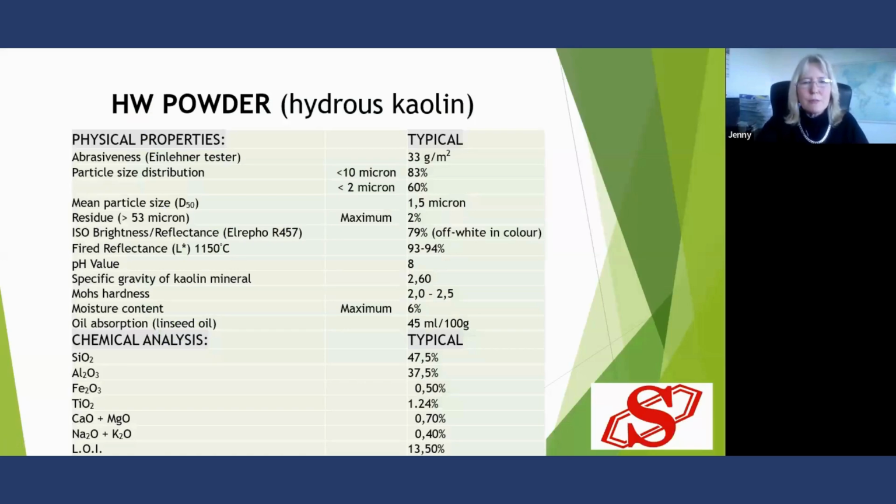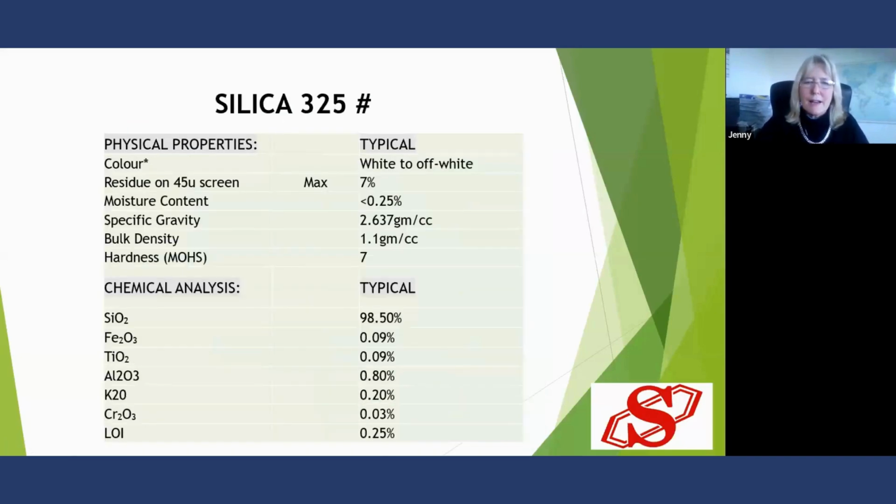So if we go back to our kaolin data sheet, it's got the Mohs hardness here, 2 to 2.5 as expected. And it's usually an intrinsic value of that mineral, so most kaolins will have a Mohs hardness of 2. This silica, however, which is a silica we sell, has got a Mohs hardness of 7 as expected. So the silica will have better scrub resistance than the kaolin or even than calcium carbonate.